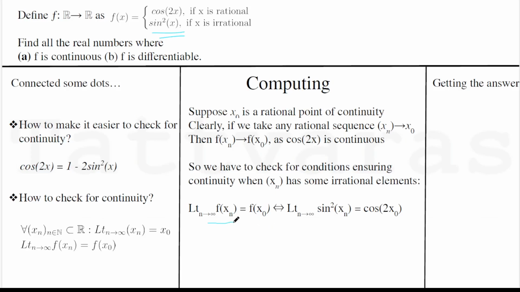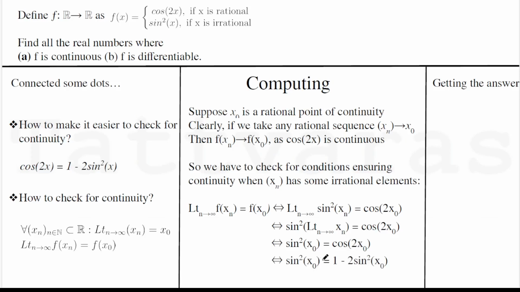So this is going to happen, obviously, if and only if this is going to happen, because the left hand side is involving irrational elements, and by definition of the function we are over here. Because sin square is continuous, the limit can go inside, and by the definition of construction this thing is going to happen. So we have this, then we can use the trigonometric identity to get this, and simply, you get something in terms of sin square x naught.